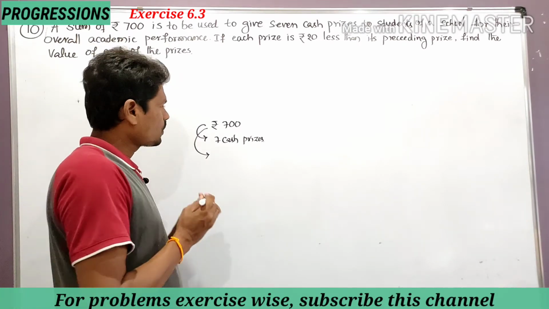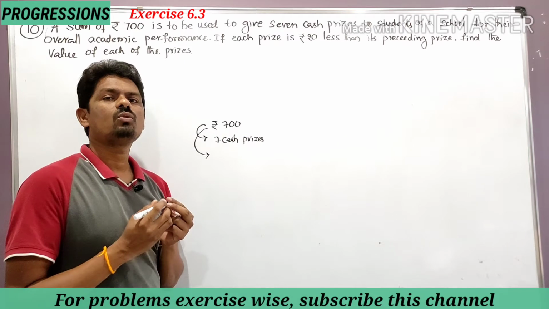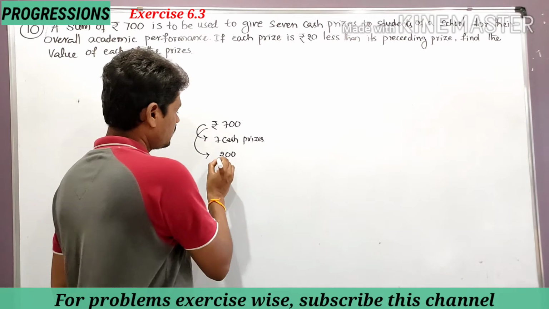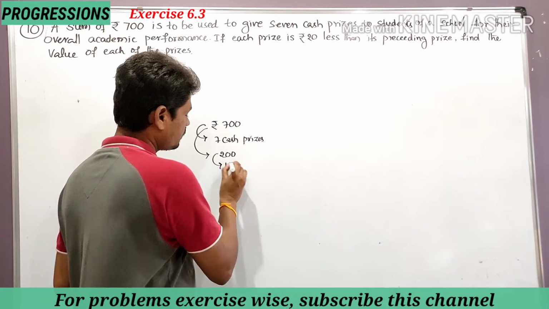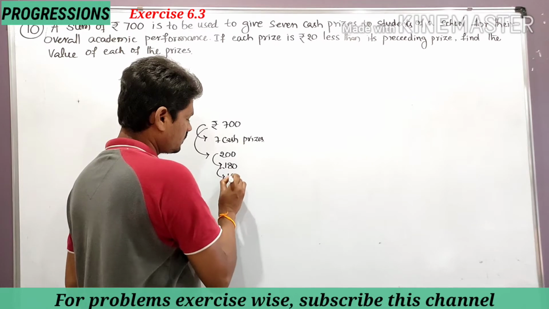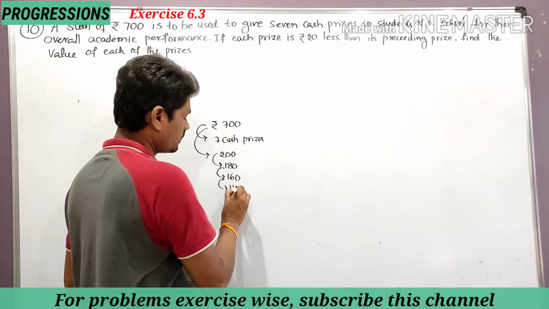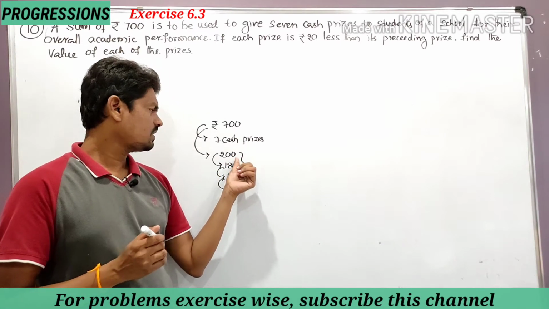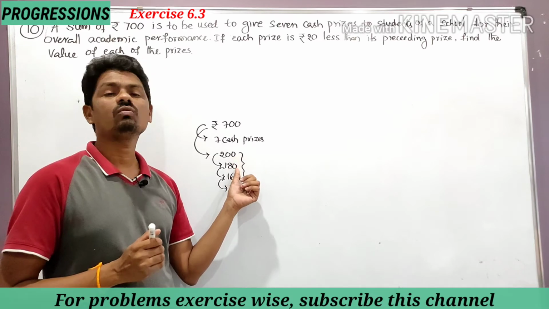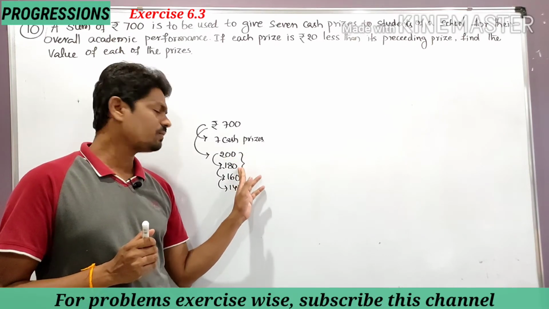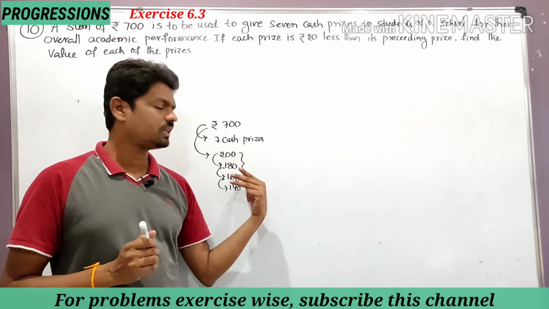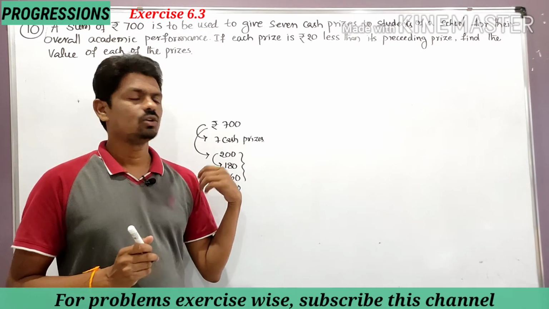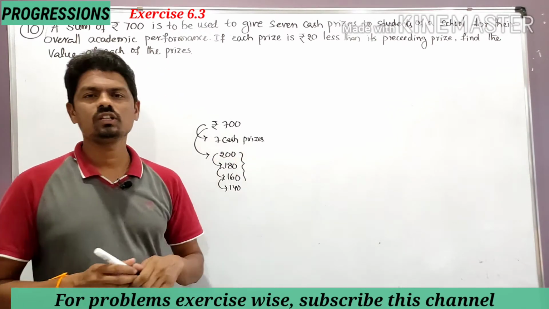So using 700 we have to give 7 cash prizes. Suppose the first prize is some amount, the second must be 20 less than the first one, the third must be 20 less than the second, and so on. Each prize is rupees 20 less than the preceding prize. So this is the condition. Using this we have to find the prizes.